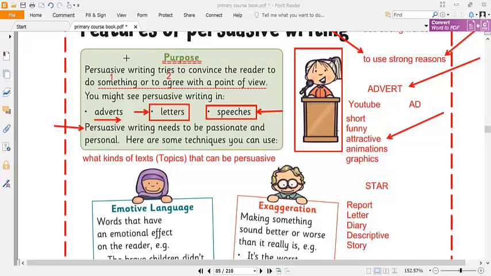Persuasive writing needs to be passionate and excellent. Here are some techniques you can use.